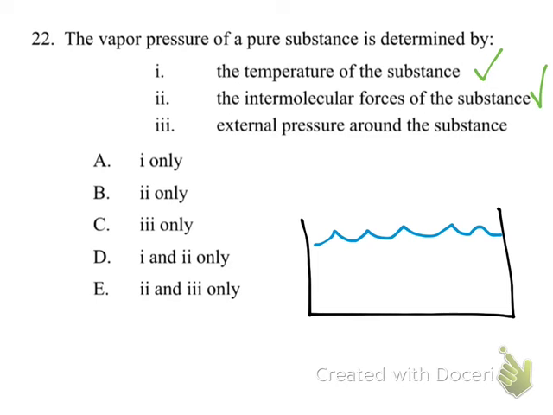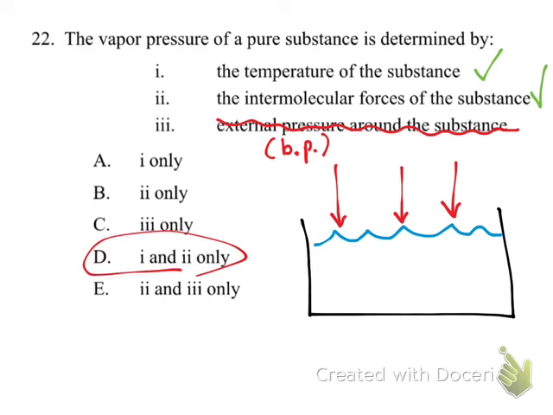Which brings us to the last one, the external pressure around the substance. So whatever pressure, like for example atmospheric pressure, is pushing down, that's not going to have an impact on the vapor pressure. What that will have an impact on is the boiling point. So this will influence the boiling point, because boiling point is basically a battle of the atmosphere versus the vapor pressure. And once the vapor pressure equals the ambient pressure, then you'll have boiling. But it does not affect the vapor pressure. So the external pressure does not have anything to do with this, which means 1 and 2 only.